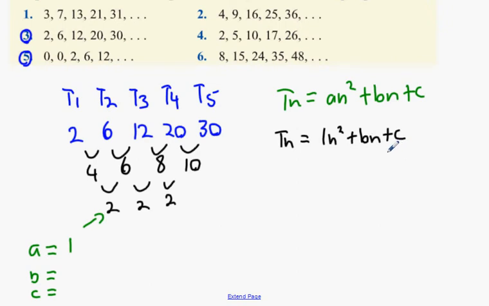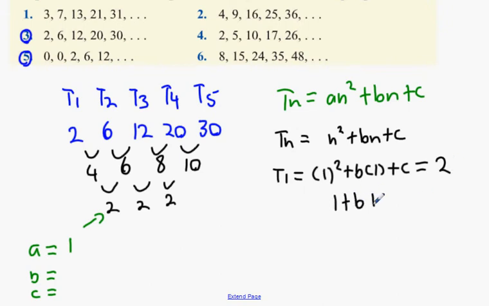Can anybody in the class tell me what do you do next? Connor, what do you try next then? So if you sub in 1, you find out what T1 is. See the 1n squared. The 1 doesn't necessarily have to be there. 1n squared is n squared. Now, I replace n with 1. B times 1 plus c. Now, what is T1, lads? What is T1? 2. Okay, so we have 1 plus b plus c equals 2.